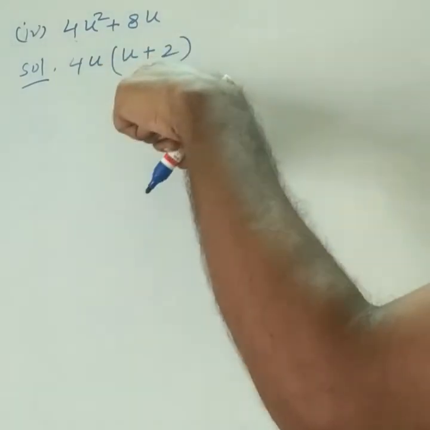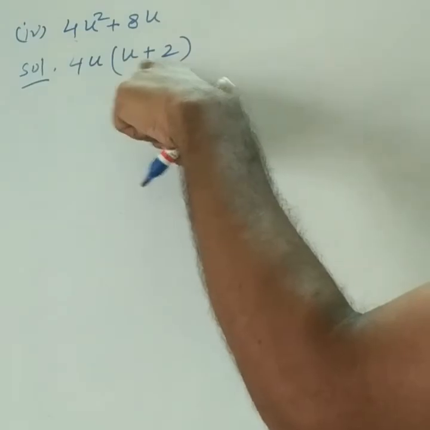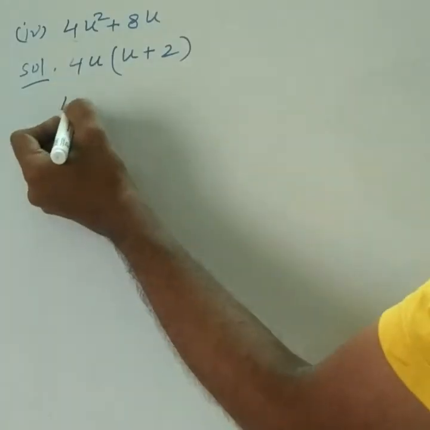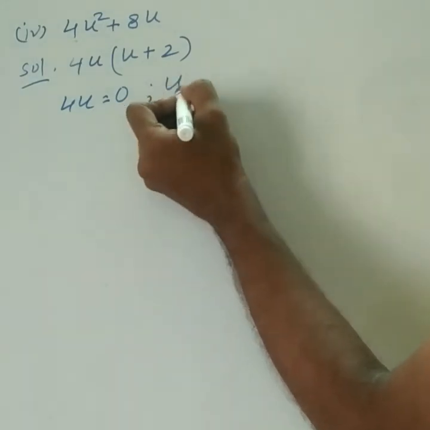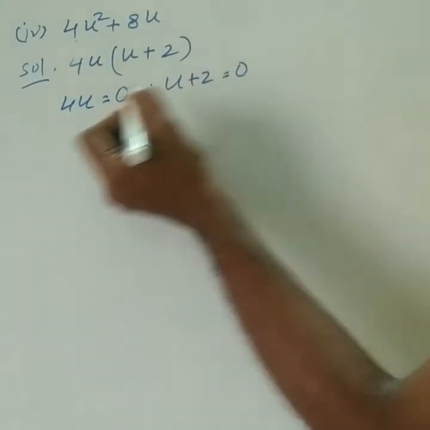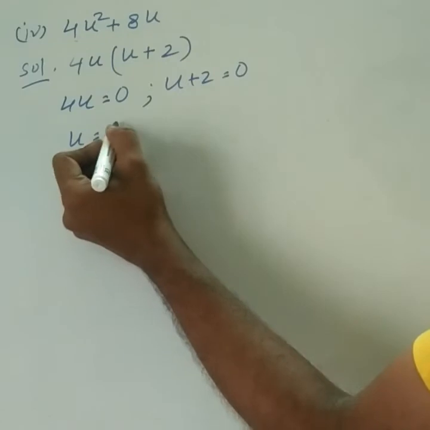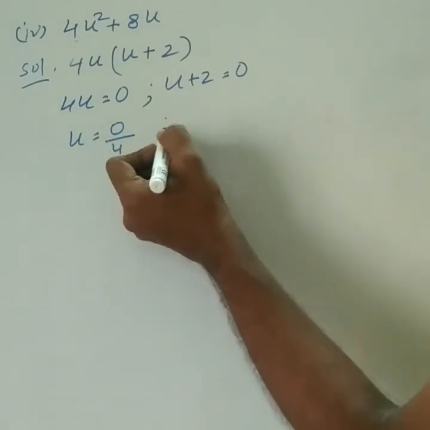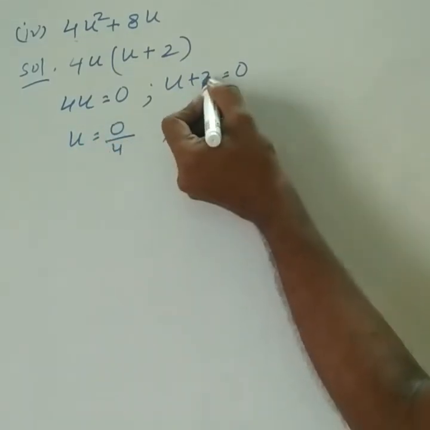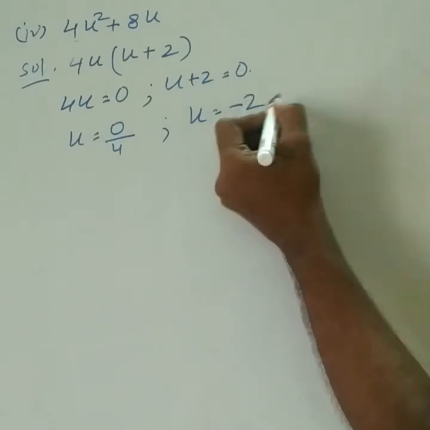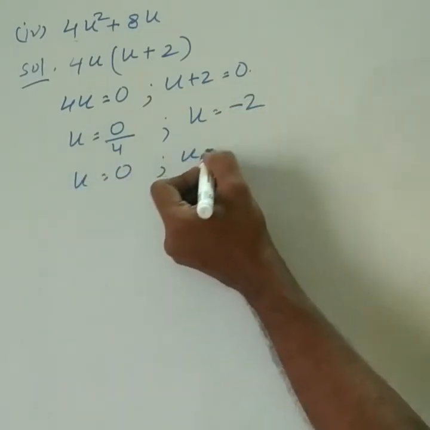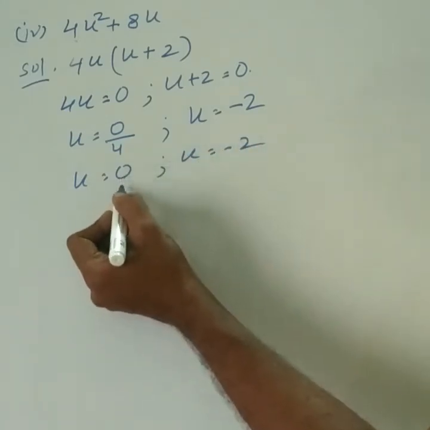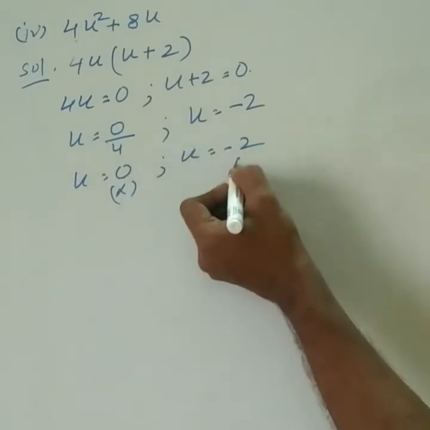Now we have obtained the factors, so equate these two factors with 0. 4u equal to 0, u plus 2 equal to 0. Here we get u equal to 0 upon 4. Here we get u equal to, shift this on this side, minus 2. So u equal to 0 and u equal to minus 2. Let this be alpha and this be beta.